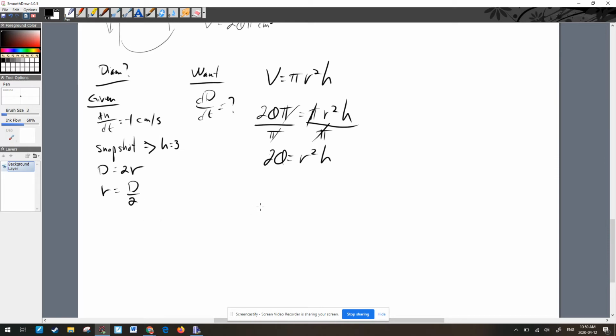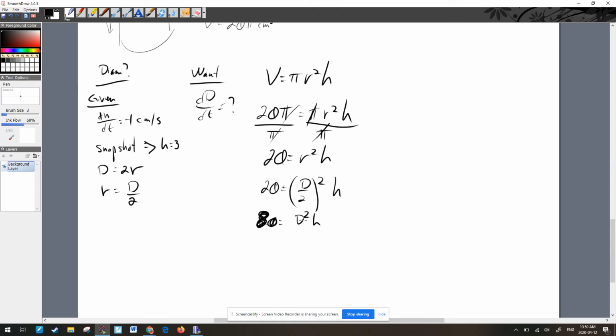I'm going to substitute that radius is equal to diameter over 2 right off the bat. So we get 20 is equal to (d over 2) squared times h. Simplify that a little bit: 20 is equal to d squared h over 4, and I'm going to multiply both sides by 4 to make this 80. Okay, so there's our expression. What are we after? We're after dd by dt. I could differentiate right now and use product rule, and that would absolutely work.